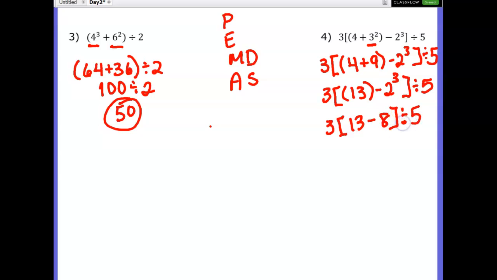Okay, so again, we have a number outside of the grouping. We're just going to calculate the grouping, 3. And this is going to be times 13 minus 8 is 5. So I'm going to actually switch it to parentheses, divided by 5. And we've got 15 divided by 5 because it's multiplication, and we get an answer of 3.